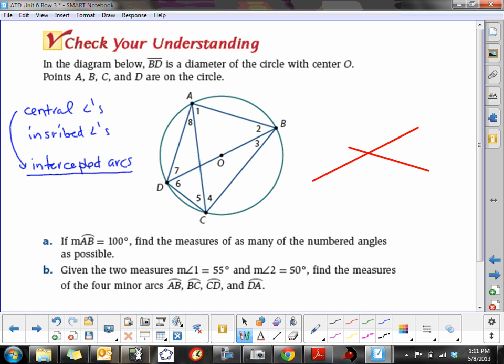Central angles are equal to the intercepted arcs. Inscribed angles are equal to half of. So those are the two relationships that we're going to rely on in this particular example. So let's dig into this.